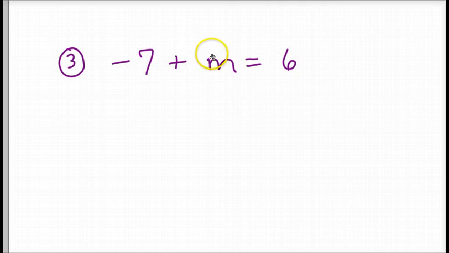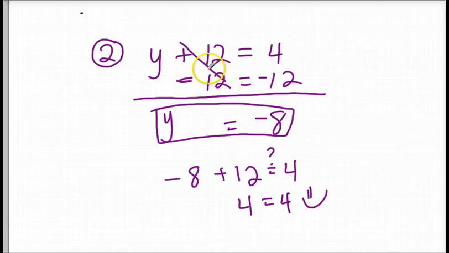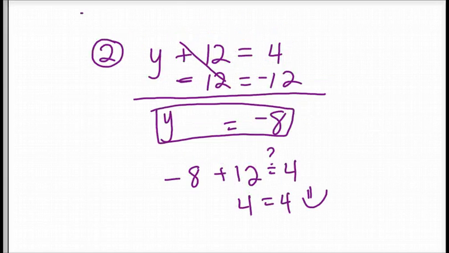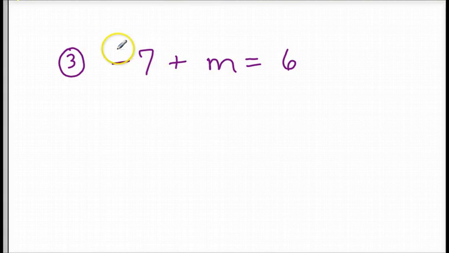All right, this one's a little bit different: negative 7 plus m equals 6. Now remember this variable m. So in the past two problems, we've been subtracting 12, and subtracting 6, because our number was positive. Well, now in this example, our number is a negative number. So instead of subtracting 7 from both sides, what would we do? Well, we would add 7 to both sides.